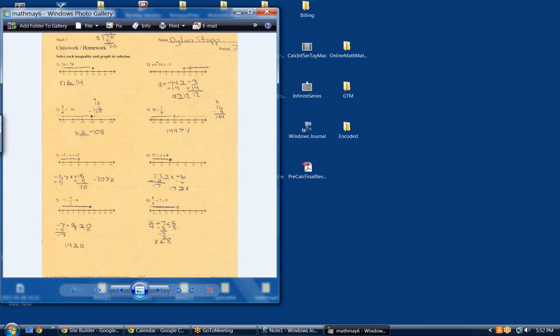Number 1, is that a less than or equal to sign in the problem? Okay. Yeah. So you got number 1 correct. Cool. Number 2.